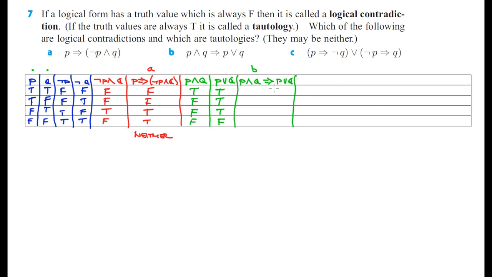So P and Q is first, P or Q is second. If you have the ingredients to make the world's best cookies, that's true. If you don't have the ingredients, you have to assume that it's true. So this one is a tautology because everything is true.